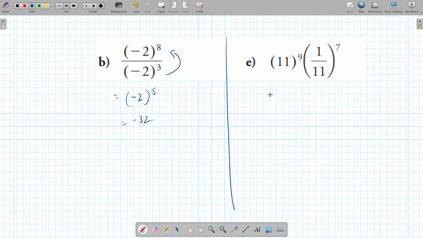What do we do for E? You add the exponents. You can't add them right now because the bases are different. One of them has a base of 11, whereas the other one has a base of 1 over 11. To add them, you need to make sure they have the same bases. So if I move this 11 up, what's going to be its power? Negative 7. So you have 9 minus 7, so it'll be 11 squared, which is 121, and you're done.